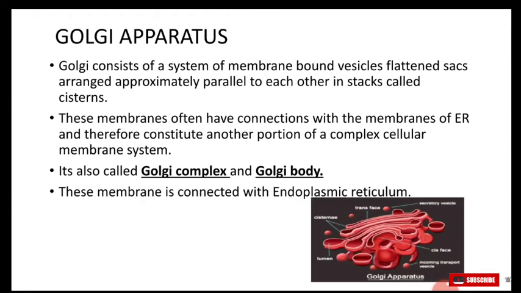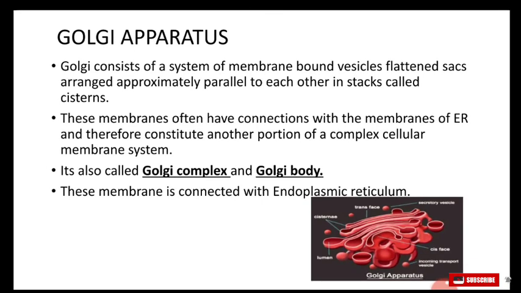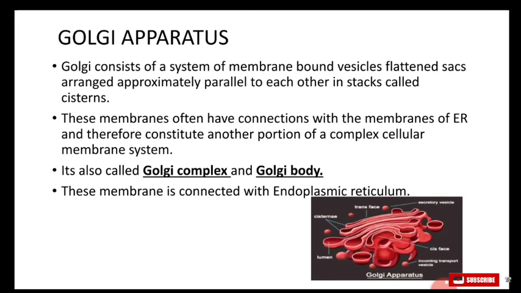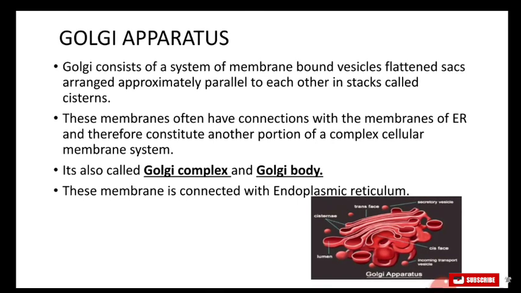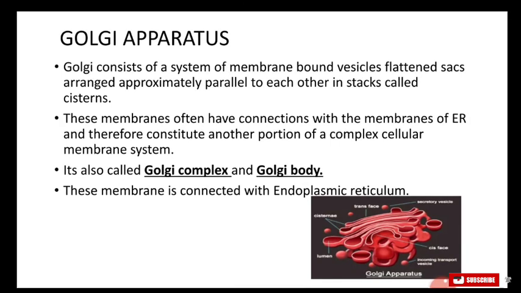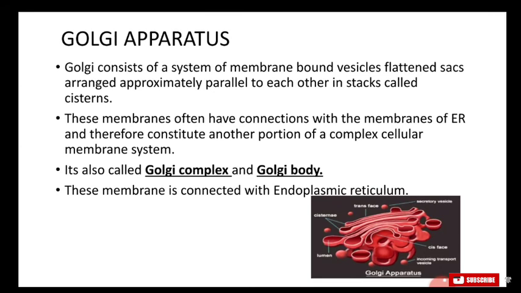Golgi apparatus. The Golgi consists of a system of membrane-bound vesicles, flattened sacs arranged approximately parallel to each other in stacks called cisternae. It was discovered by Camillo Golgi. These membranes often have a connection with the membrane of the endoplasmic reticulum and therefore constitute another portion of the complex cellular membrane system. It is also called the Golgi complex and the Golgi body. The material synthesized near the endoplasmic reticulum is packed and dispatched to various targets inside and outside the cell through the Golgi apparatus.